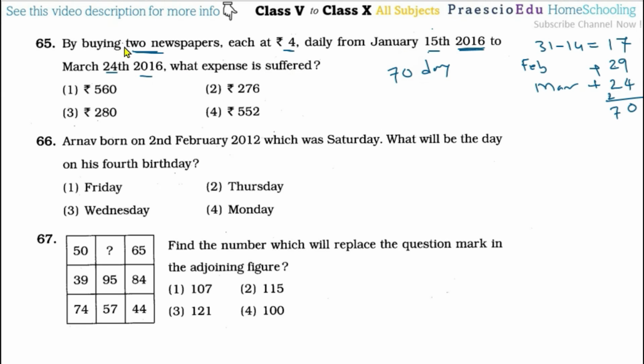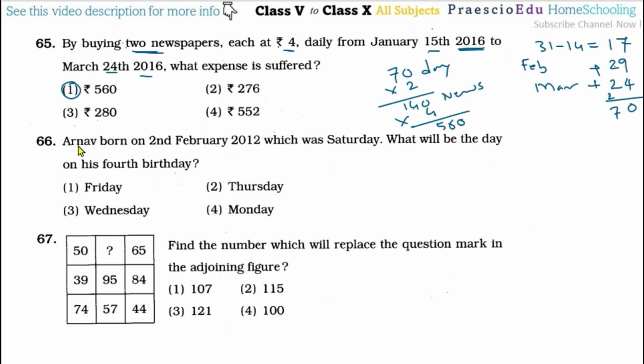But there are 2 newspapers, so multiply by 2. So there is a total of 140 newspapers, but each newspaper costs rupees 4, so multiply by 4. So 14 fours are 56 and this 0 means 560, so option number 1 is the correct one.